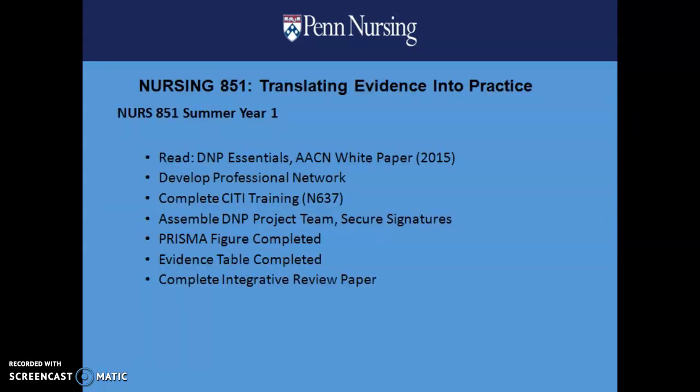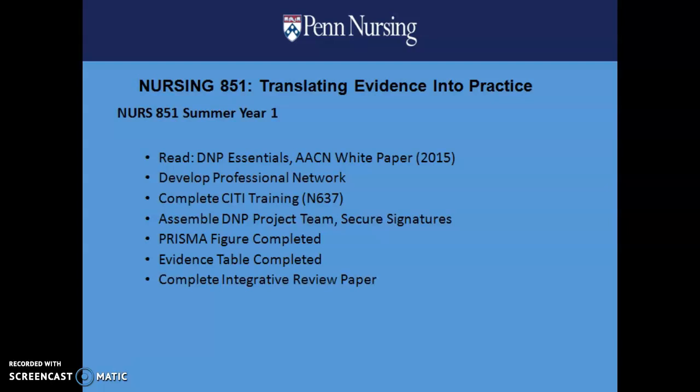In 851, as I had previously mentioned, we will focus on evaluating the literature. We start by exploring the background information on a problem that you and your organization have identified as a problem. We determine what evidence is available and determine whether or not this will be an appropriate DNP project. Sometimes we recognize when we look at the literature that there's not enough evidence out there. This program is not a research program.